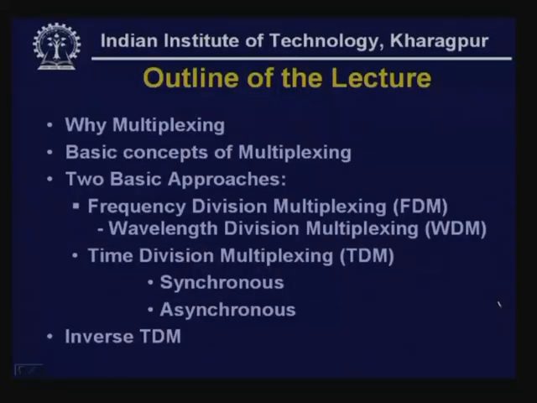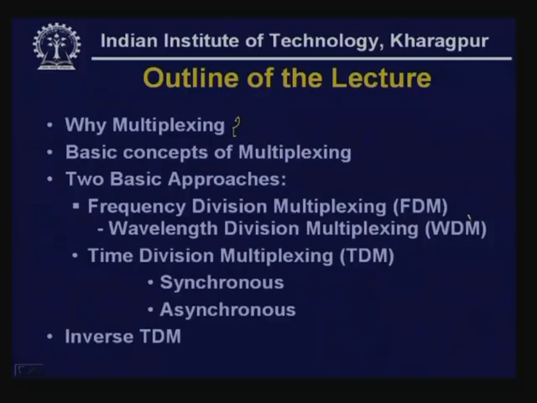First we shall discuss why multiplexing, why do you really need multiplexing. Then we shall introduce the basic concepts of multiplexing, and as we shall see, there are two basic approaches. The first one is known as frequency division multiplexing and the second one is known as time division multiplexing. One variation of frequency division multiplexing is wavelength division multiplexing, which is used in the context of optical communication. Whenever we send a light signal through optical fiber, we call it wavelength division multiplexing, although basically it is the same as frequency division multiplexing.